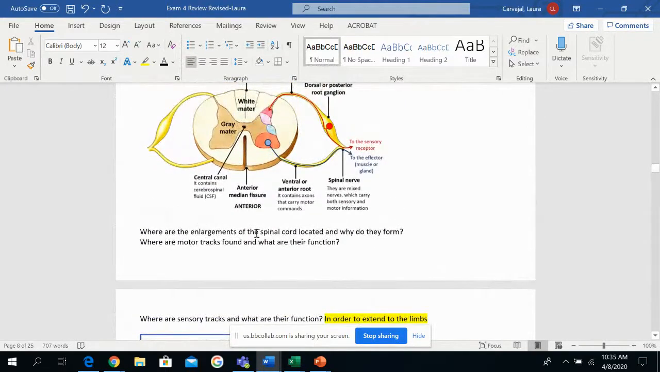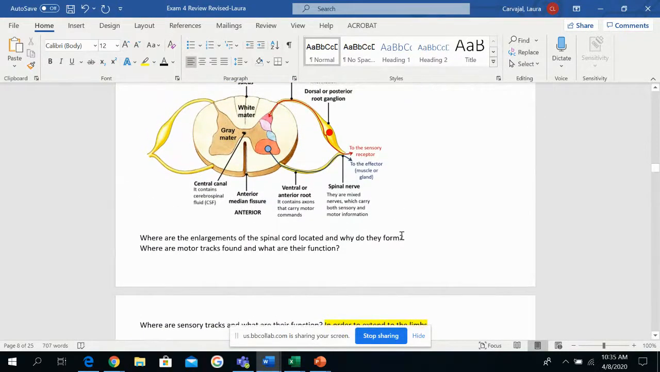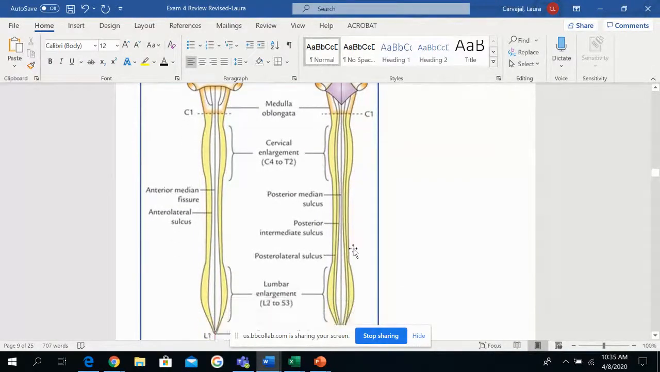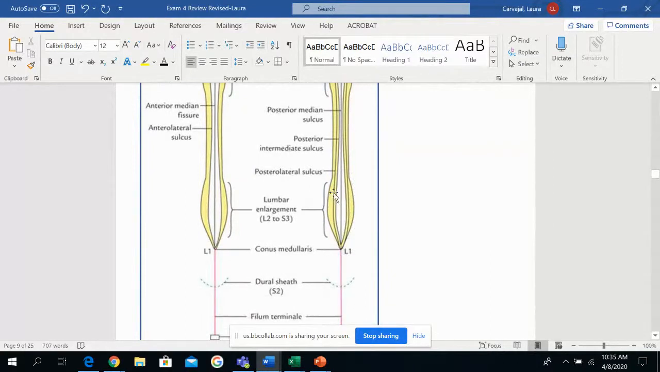Okay, so where are the enlargements of the spinal cord located and why do they form? So we have enlargements right here. We have them at C4 to T2 and at L2 to S3. The reason that they form is because what do we have at L2 to S3? What connects to our hips, I guess, or what is at the bottom of our spinal cord? Our legs, right? We have legs.